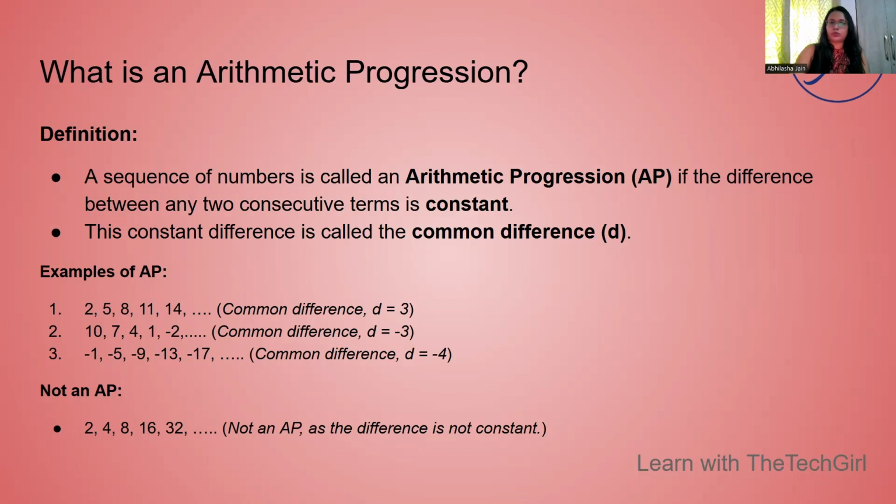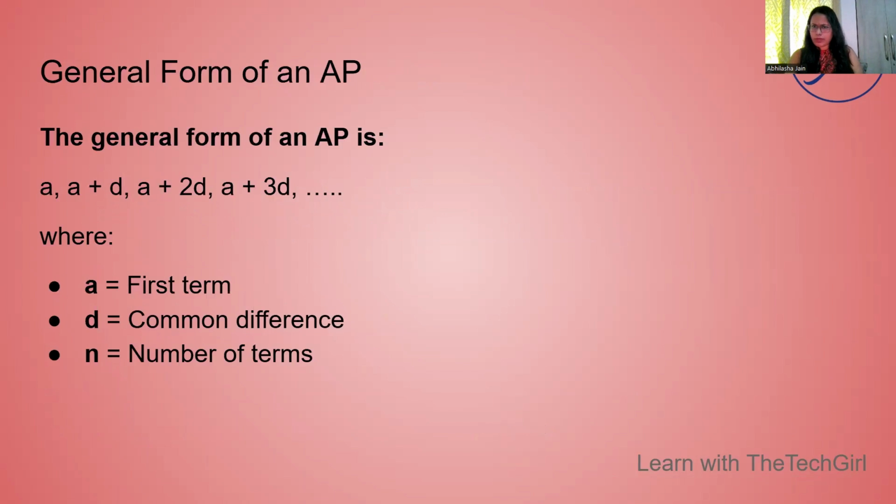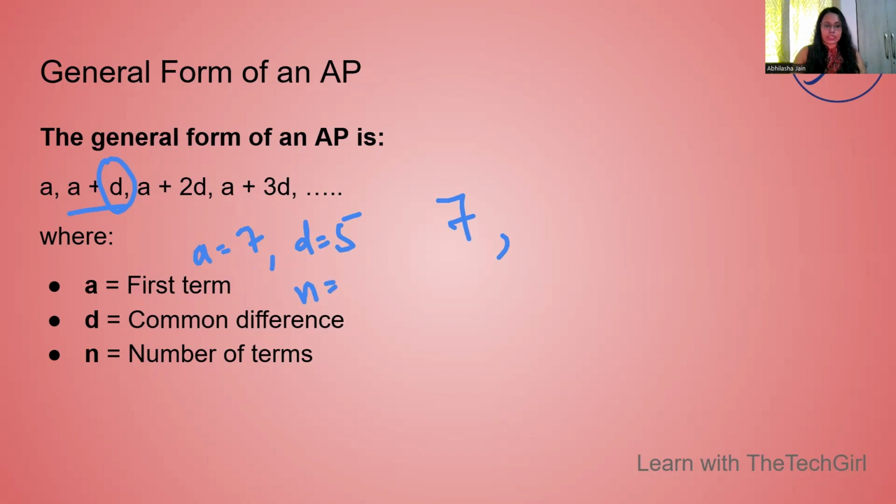Okay. Now, AP has a general formula. An AP is written starting with a, where a is the first term. Let's say we have a first term of 7. Now, the second term is always going to be a plus d, where d is your common difference. So let's say we have a d of 5. For example, d is 5, a is 7, and you have to write for n equal to 3.